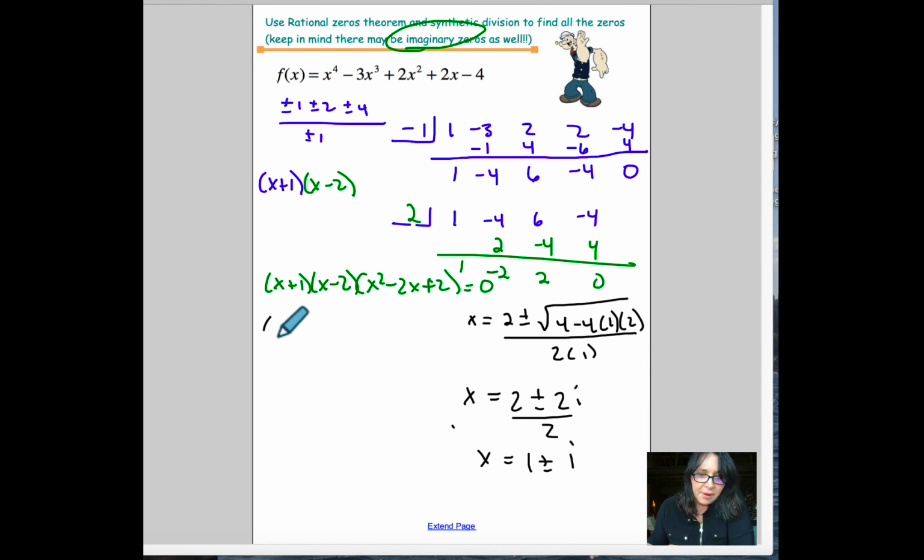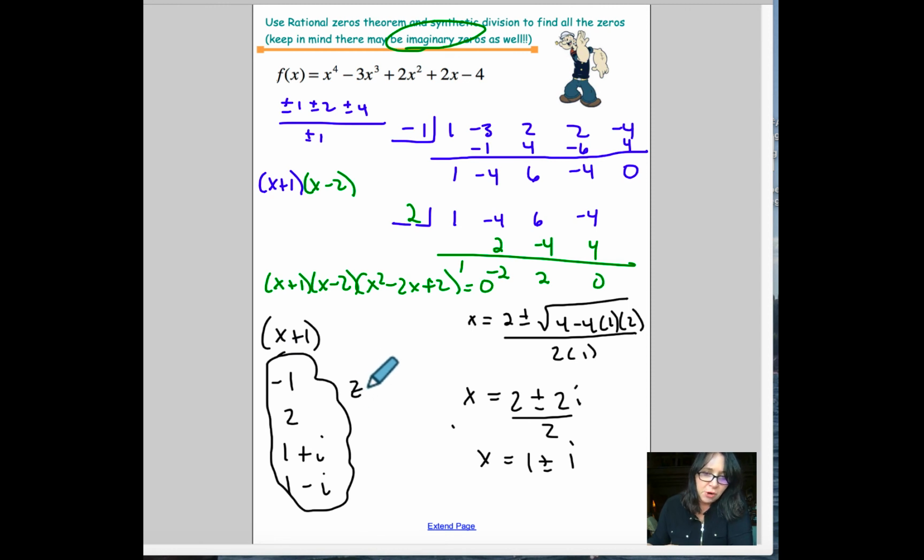So that means my zeros are negative 1, 2, 1 plus i, and 1 minus i. By asking what all my zeros are, those are all my zeros. And these are my factors until I factor that.